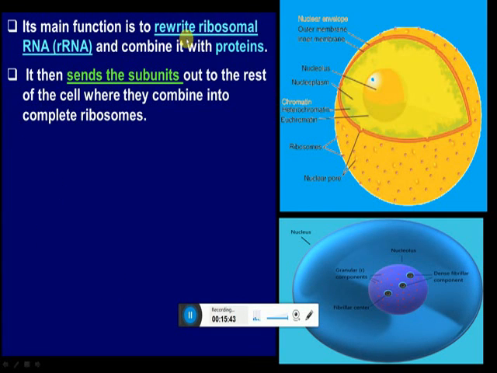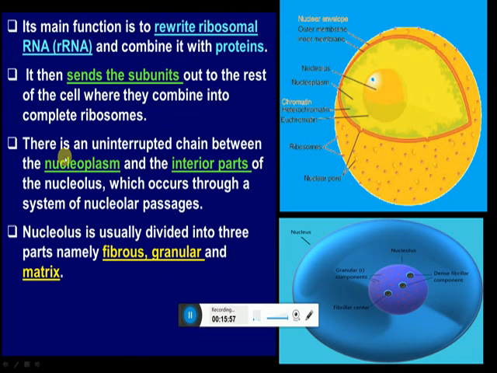Its main function is to transcribe ribosomal RNA and combine it with protein. It is the function of the nucleolus. It then sends the subunits out of the nucleus to combine into the complete ribosome. There is an uninterrupted chain between the nucleoplasm and the interior part of the nucleolus, as it is a continuous part, which occurs through a system of nucleolar passages.